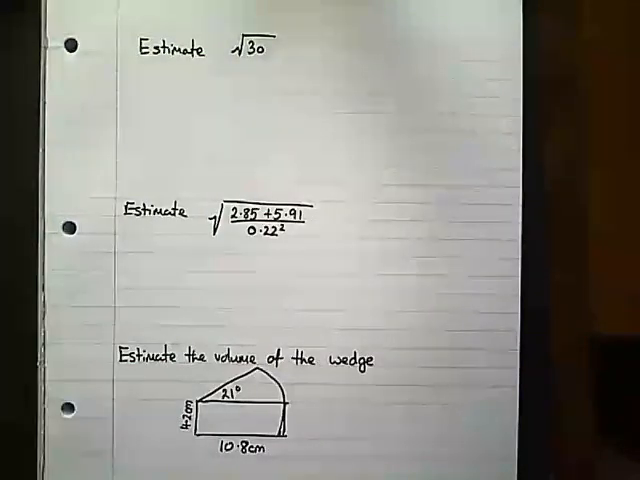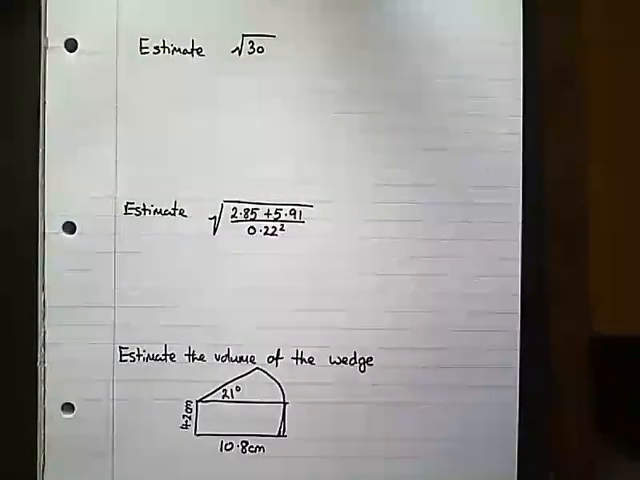Hi there. Okay, I just want to show you a few examples on estimating. It's pretty straightforward usually. You round to one significant figure, and then any number that you've got in your calculation that isn't already one significant figure, and then you do your calculation.